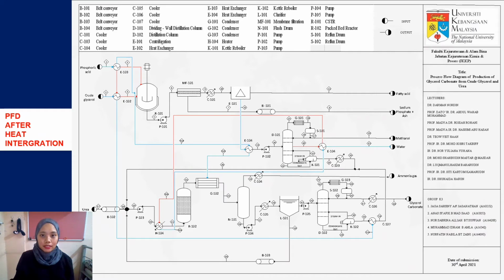Pinch analysis method is used to determine the pinch point. The pinch point for hot streams is 90 degrees C and 110 degrees C for the cold streams. Heat recovered through this process is about 47%. The red streams indicate the transfer of heat, while the blue streams indicate the heat is being absorbed.